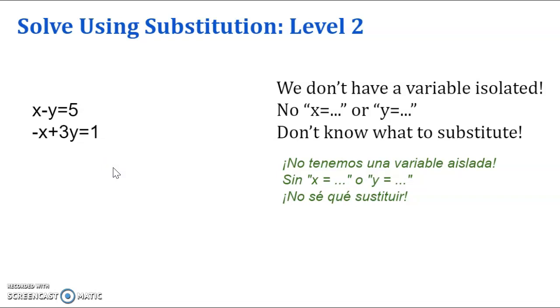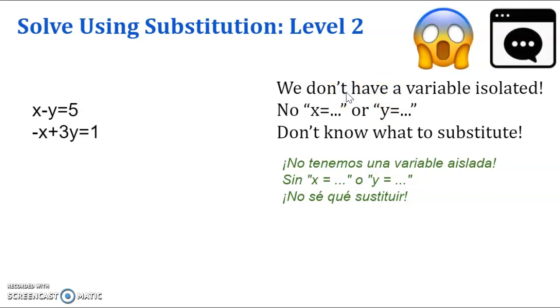We don't have a variable isolated. Remember, we want at least one of the equations to be x is equal to or y is equal to, so that we can use the substitution method. We don't know what to substitute as it is, right? And we're thinking, oh no, what do I do? Is there a way? Can you think of a way we can solve this?